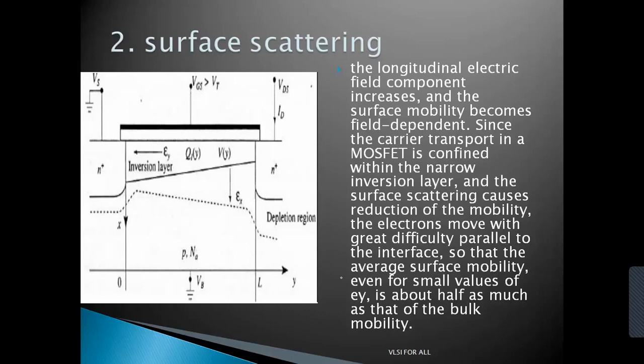Next effect is the surface scattering effect. First of all, we should know the two components of electric field: the longitudinal electric field, that is EY, and the latitudinal electric field, that is EX. The longitudinal field component increases due to the shorter channel length, and the surface mobility becomes field dependent. Since the carrier transport in a MOSFET is confined within the narrow inversion layer, and the surface scattering causes reduction of the mobility, the electrons move with great difficulty parallel to the interface. So the average surface mobility, even for a small value of EY, is about half as much as that of the bulk mode.